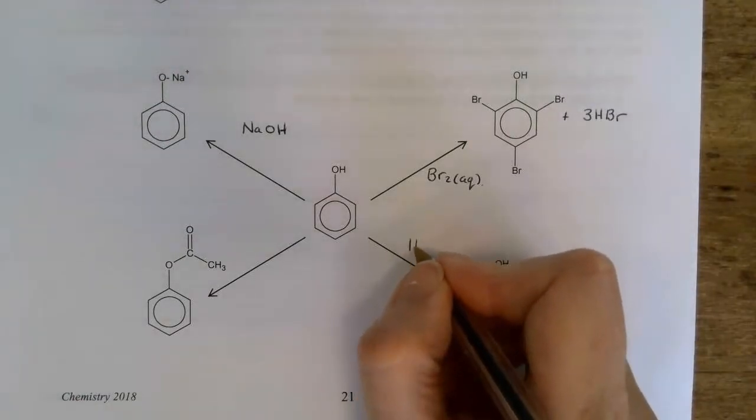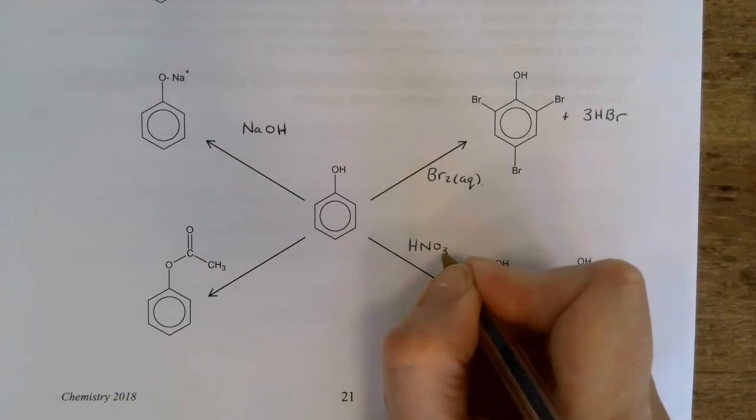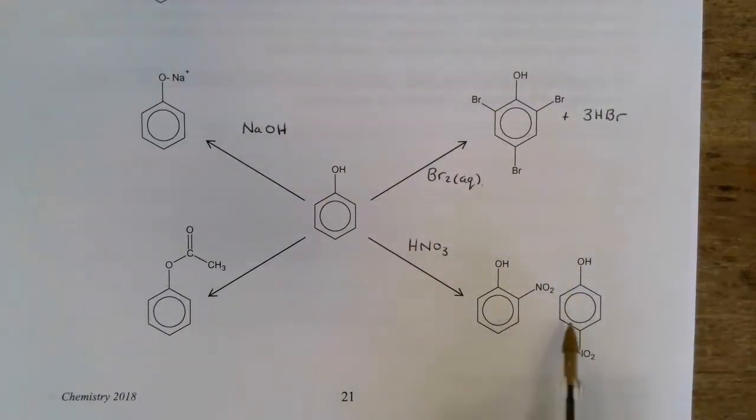Dilute nitric acid, HNO3, will make nitrated products. You will usually get them substituted in the 2 and the 4 position, so you get a mixture of these two. If you raise the temperature a bit too much, you'll get multiple substitutions, so you may get some 2,4 or even some 2,4,6.